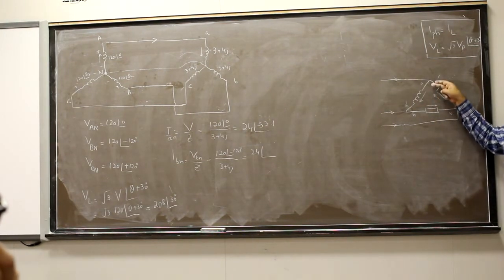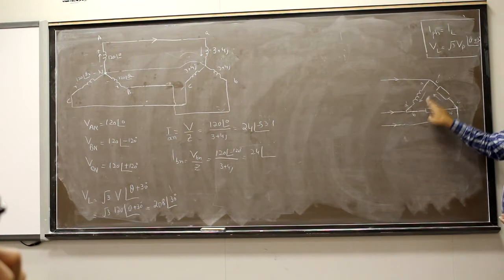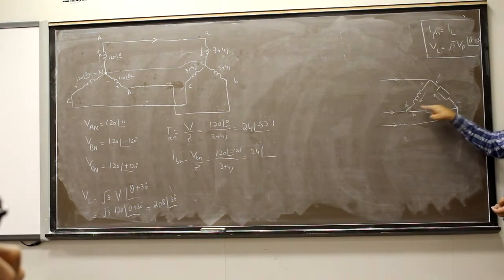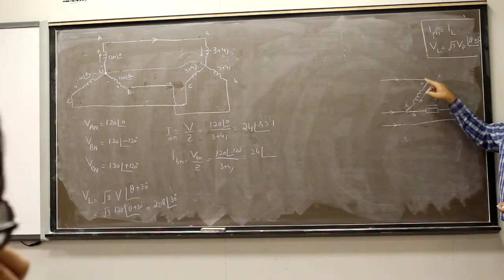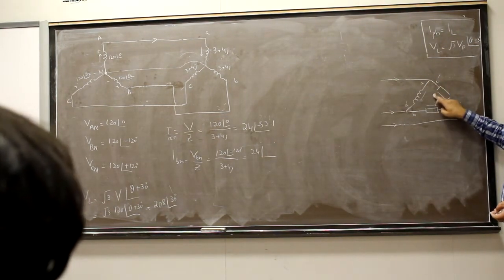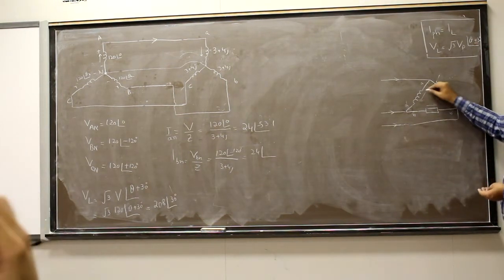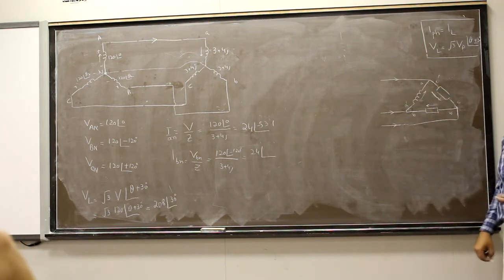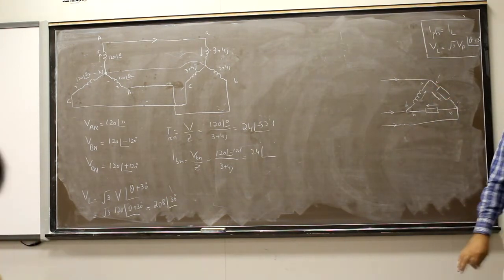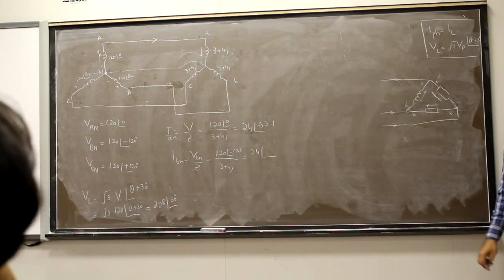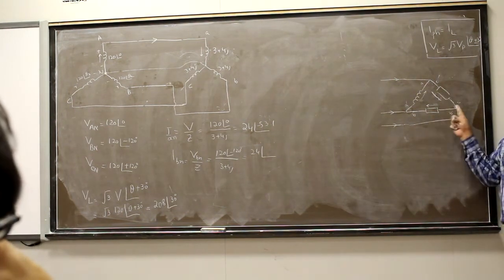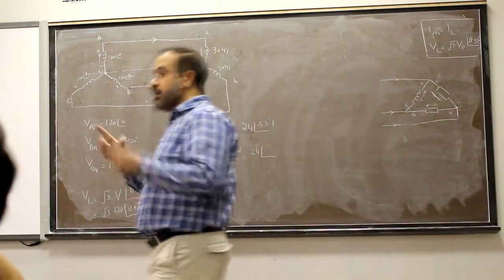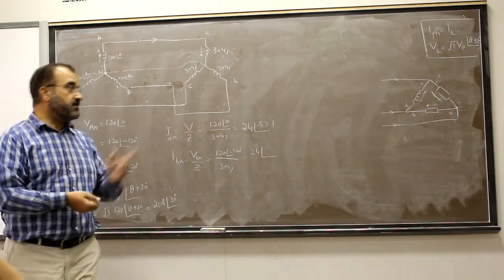It is up to you whether you put it like this or like this. If you do the reverse, then it will come like this and go like this. All of it will give you the same answer. Understand? But it will always circulate in the delta or in the loop. This is number one.